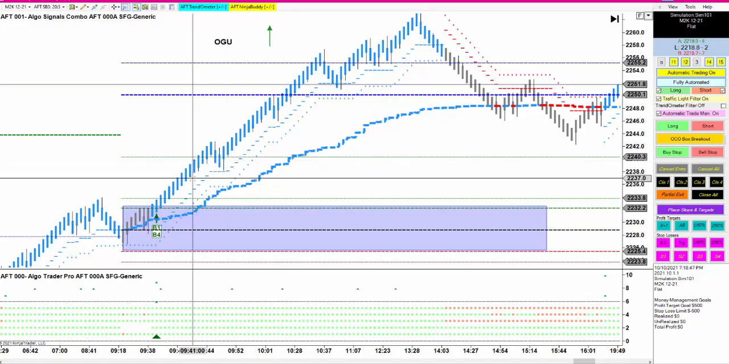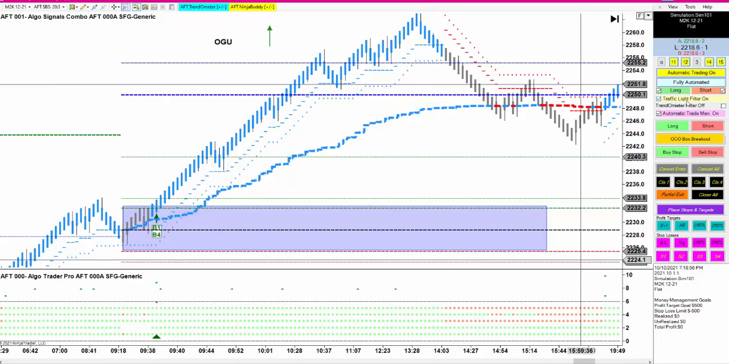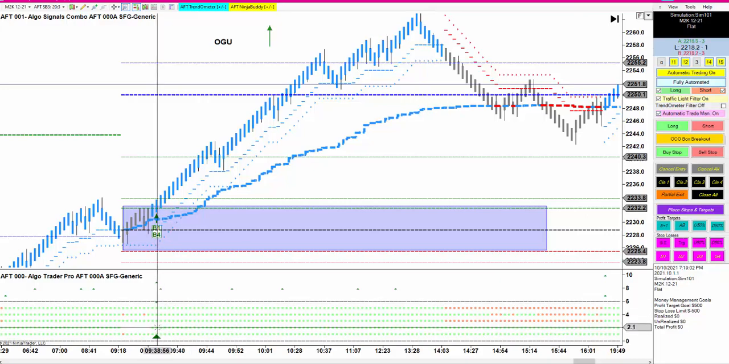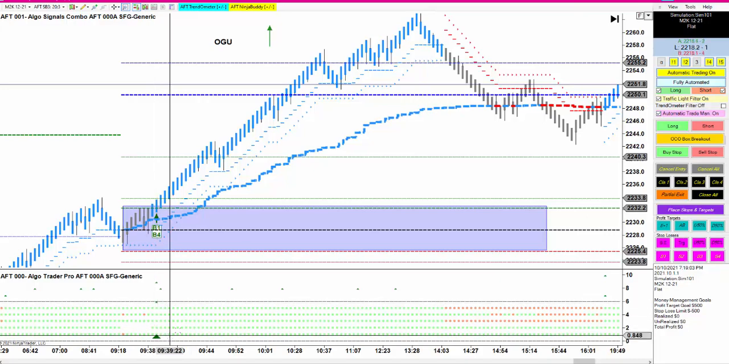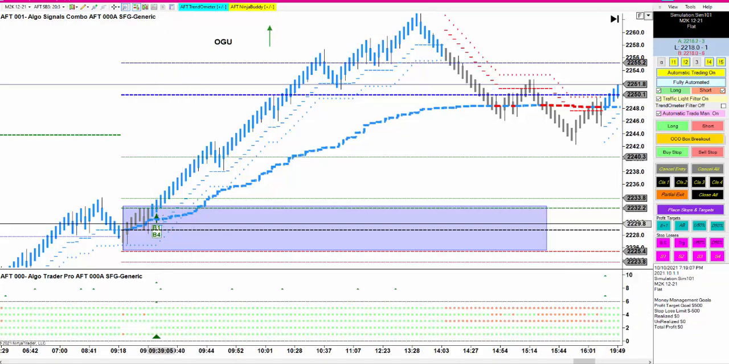So what we'll do is we have some filters that we like to use in addition to the filter that's built in here, the trade light filter, which you see at the bottom here. When this is all green, that means it's okay to take long trades. If this turns all red, it would mean okay to take short trades. So everything lined up here for the system to send a signal to execute a long trade here.